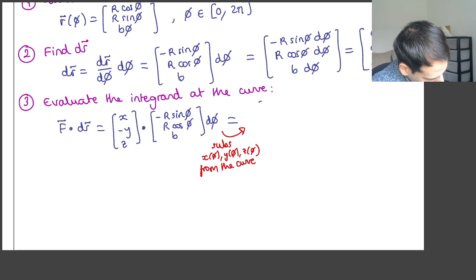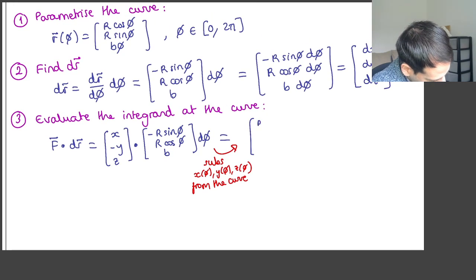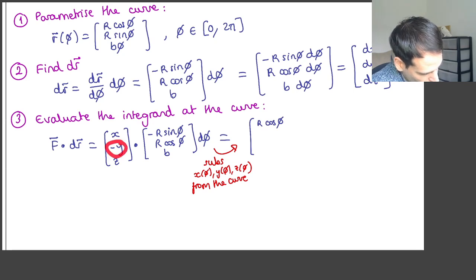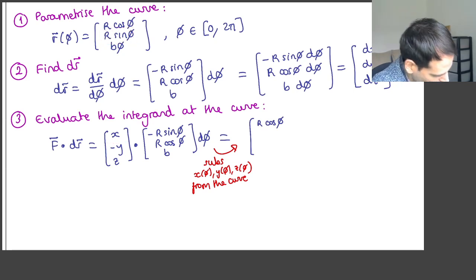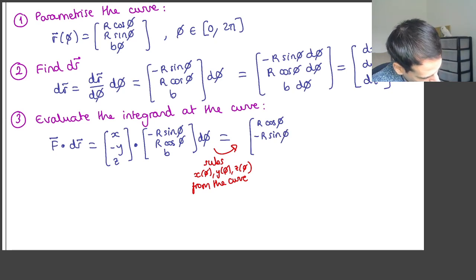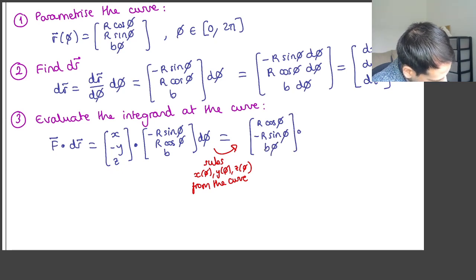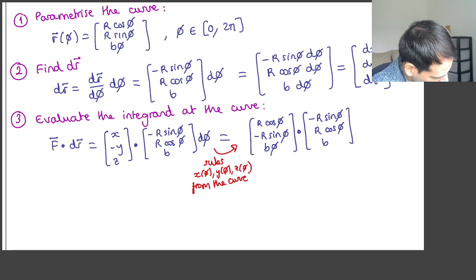So we do that substitution. So we have x equals r cosine phi. Then we have minus y, which will be minus r sine phi. And then we have z, which will be b phi. This dot product with this, and b times d phi.